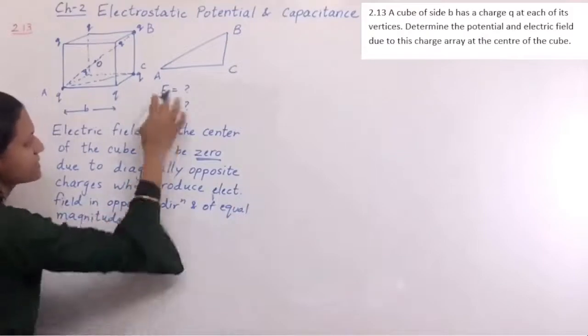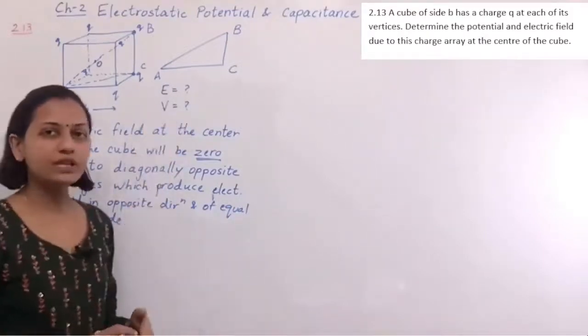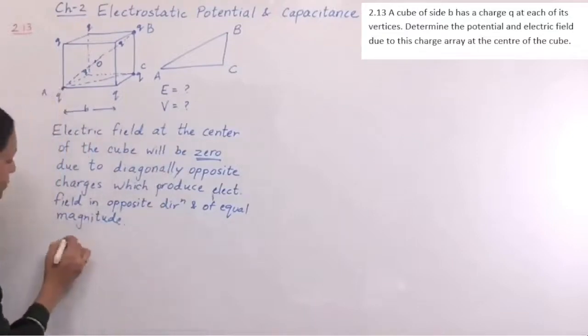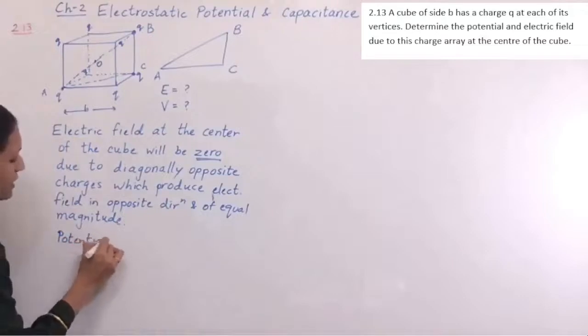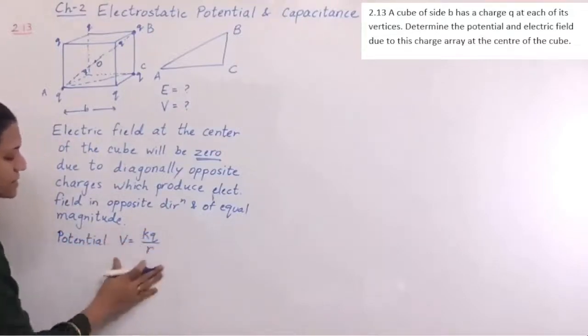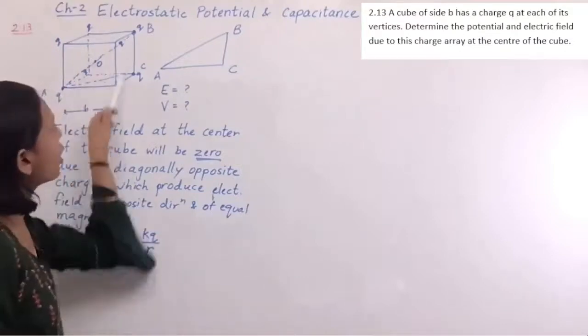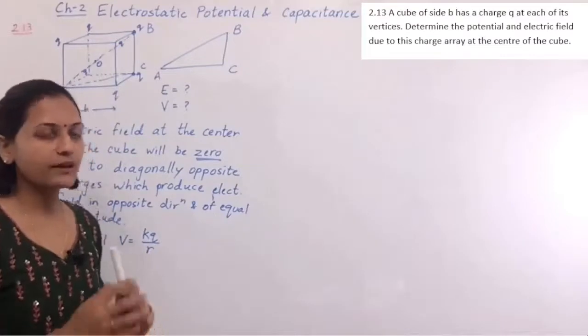So the first answer is 0. E at the center equals 0. Now V, the potential at the center. We know that electrostatic potential V equals kq by r. This is the formula. Now here the electric potential will be due to all the 8 charges, right?